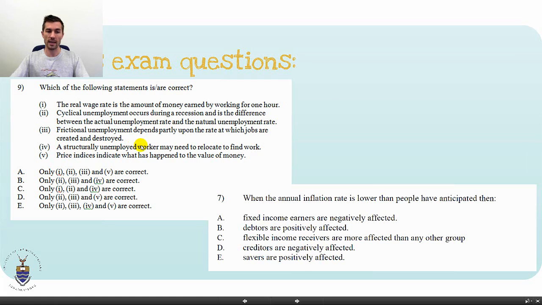Fourth, a structurally unemployed worker may need to relocate to find work. And finally, price indices indicate what has happened to the value of money. So there's quite a lot going on in that question. See if you can answer it having watched this video.